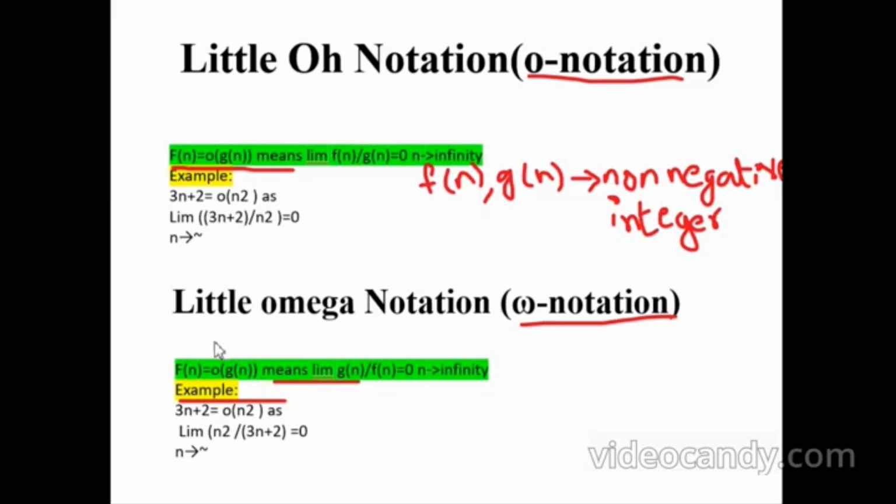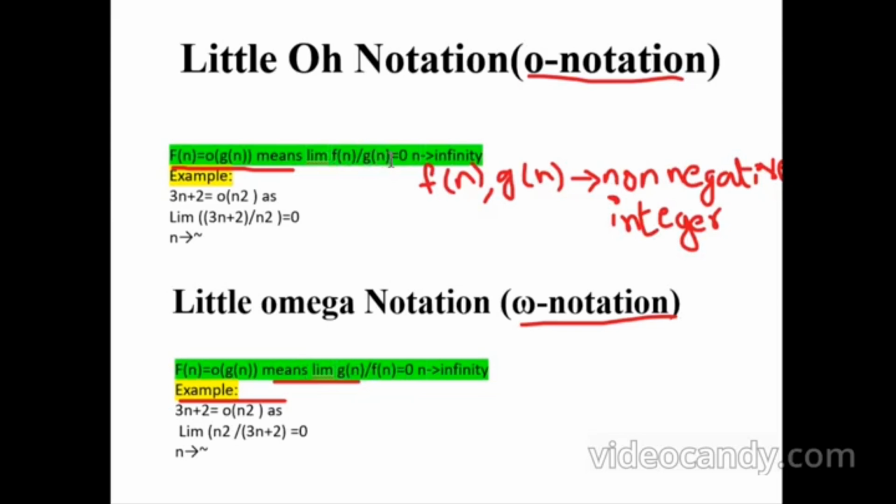And next one is the little omega notation. This is represented with this symbol, and here f of n is equal to omega of g of n, which means limit g of n by f of n is equal to 0.